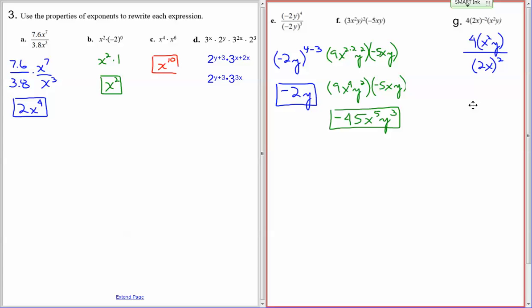Let's see, on G, here's how I chose to look at this. The 4 stays right there, the x squared y stays right there on top, but this 2x to the negative 2, I'm really dividing by 2x to the 2nd. That's how I chose to look at it. So on top, those parentheses aren't really doing anything. On the bottom, they are. It's 2 squared over x, or 2 squared x squared, 2 squared 4, x squared x squared. And then simplify. The 4's cancel out, the x squareds cancel out, and you're just left with y. So all that ugly mess, a lot easier way to write it is just y.